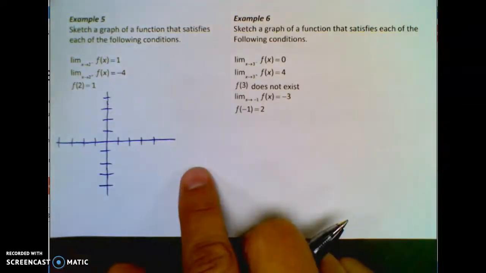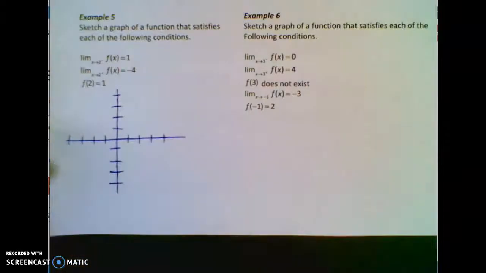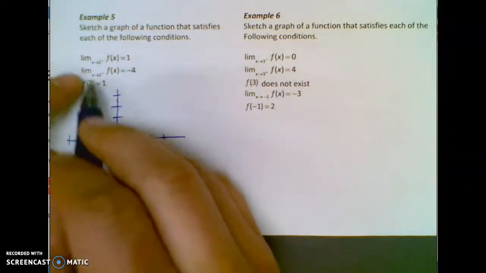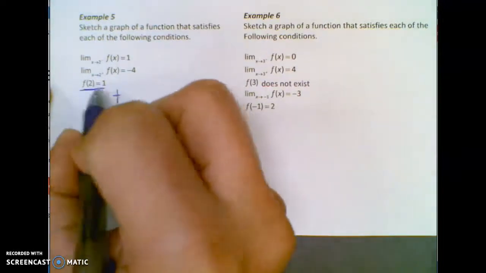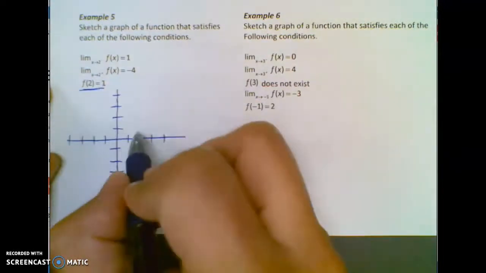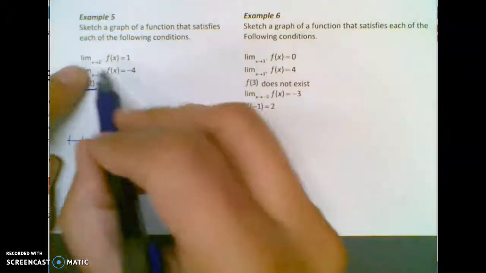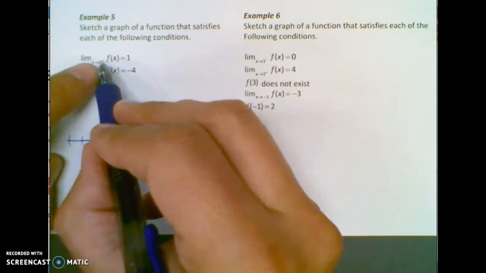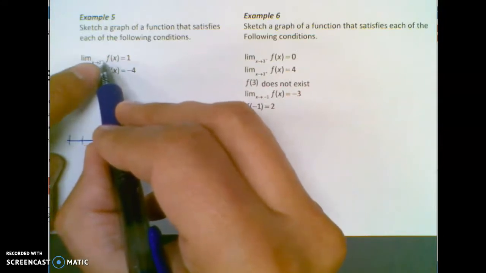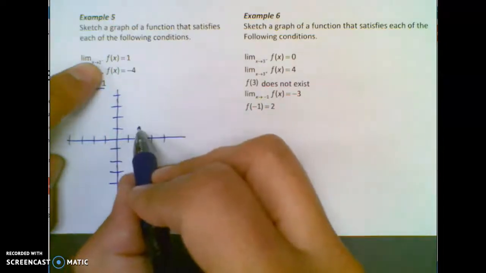All right, so for example 5, I'm asking you to sketch a graph that fits all these categories. So I think this is the easiest thing to do. Can you make a point when the x value is 2 and the y value is 1? Oh, that was easy enough. Now, this means the limit as x approaches 2 from the minus sign, it's the left, just slightly smaller than 2, the y value is going to be 1. So there it is at 1.